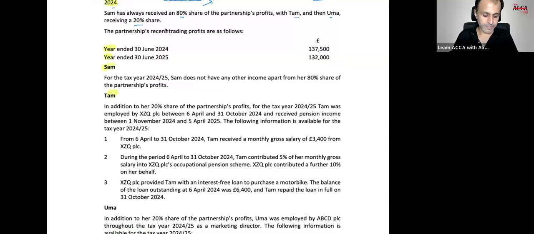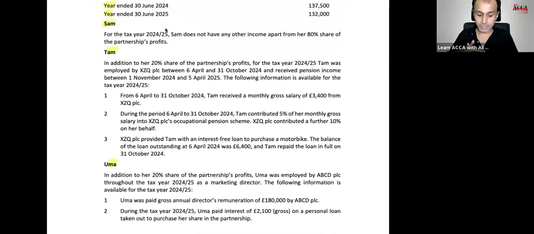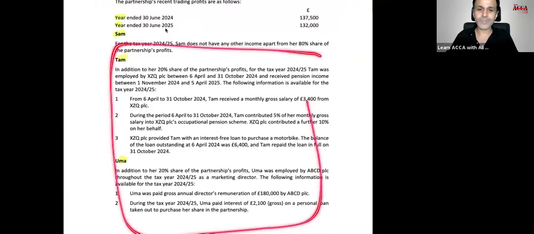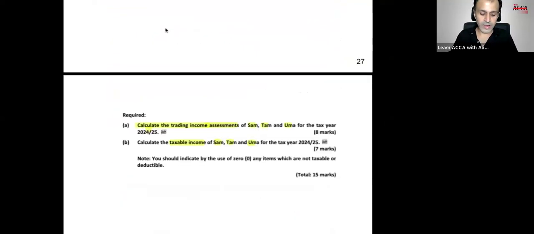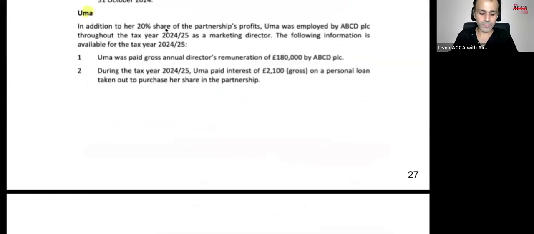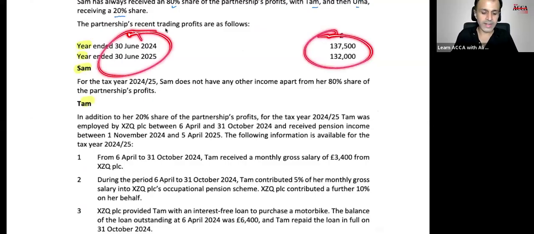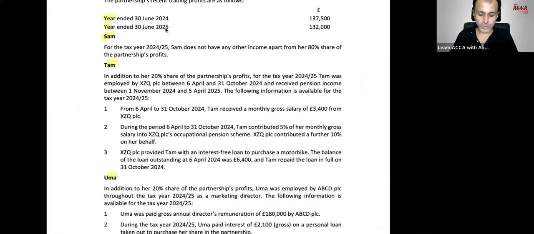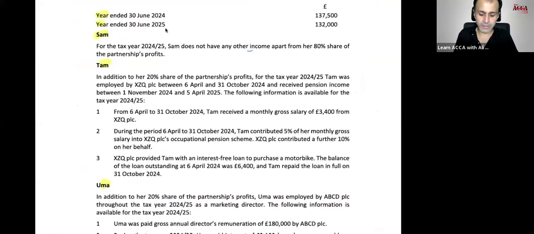Sam, Tam, and Uma. They have provided us some other pieces of information also, but I believe this next reading is going to be served in part B, because in part A they require us to find the figure of trading income out of this information. The rest includes some other income. We can still read it for the tax year. Sam does not have any other income apart from the 80% share. Tam, in addition to the 20% share, was employed by XYZ PLC for a period and received pension income, and the following information is available.